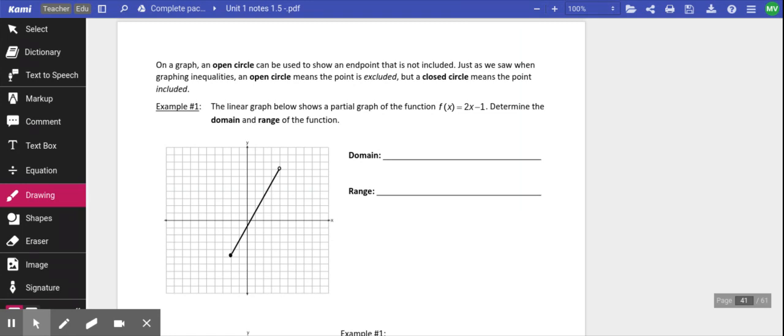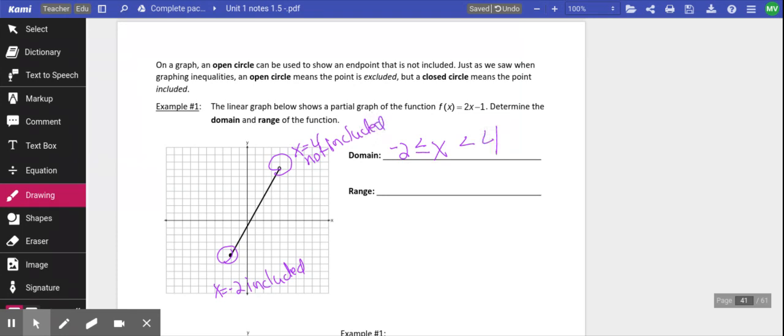The linear graph below shows the partial graph of the function f of x equals 2x minus 1. Determine the domain. So when I'm looking at my domain, remember, it is always my x values. So it starts at negative 2, and x equals negative 2 is included, because that's a closed circle. So it goes from negative 2 is less than or equal to x, is just less than x equals 4, which is not included because that's an open circle. So it's just less than 4.